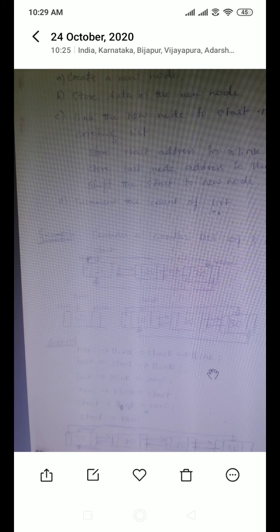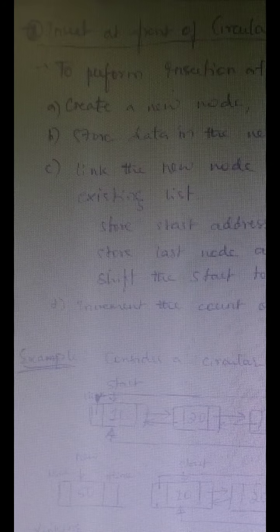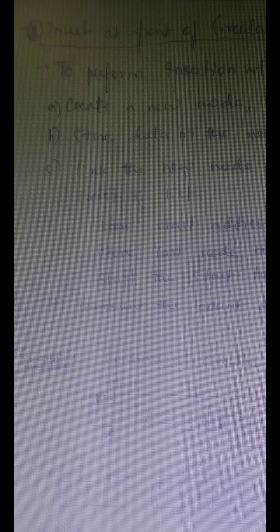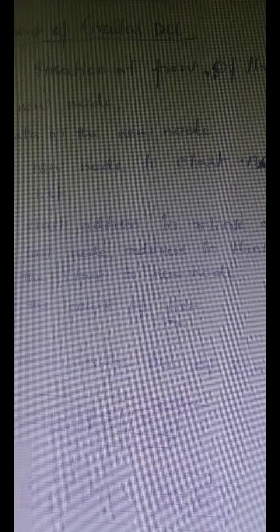Next, we'll see how we perform insertion in the circular linked list. See the algorithm here. First, we create the temporary node. Next, we store the data in the temporary node. Next, we link the new node to the starting node. And next, we store the starting address in the R link value of the new node, that is the temporary node, and we store the last node address in the L link value of the temporary node. Next, we shift the start to the new node, that is the temporary node, then we increment the count of the list.